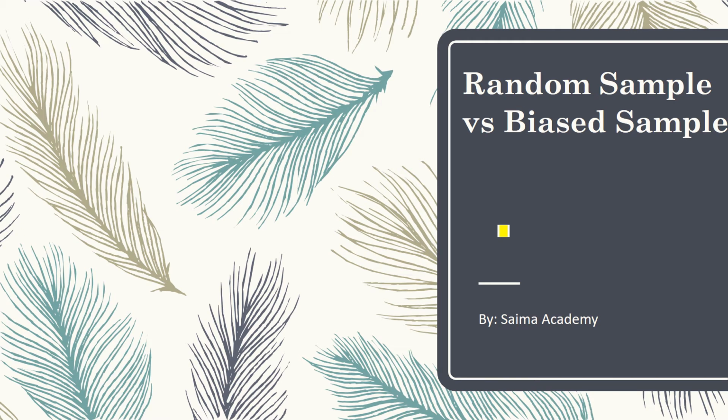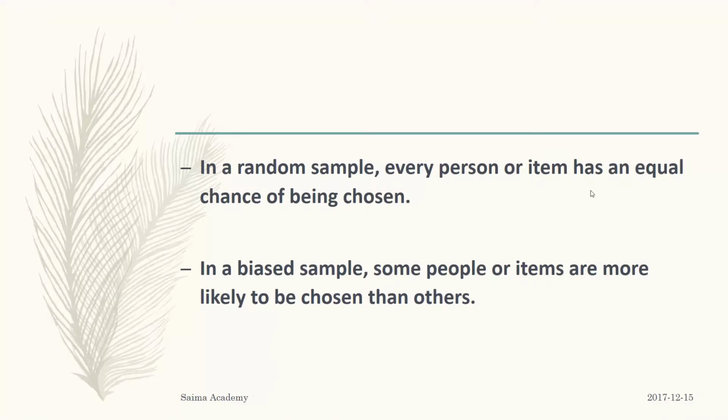In this lesson, I will explain to you the concept of random sample versus biased sample. In a random sample, every person or item has an equal chance of being chosen. In a random sample, we will consider each and every person or item in question. Each and every person has an equal chance of being chosen.